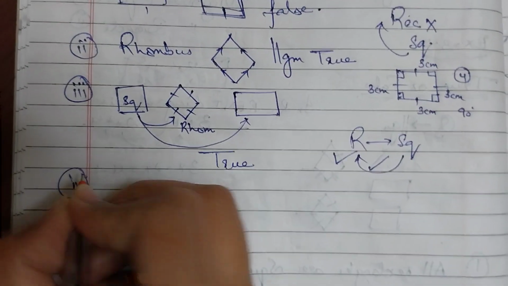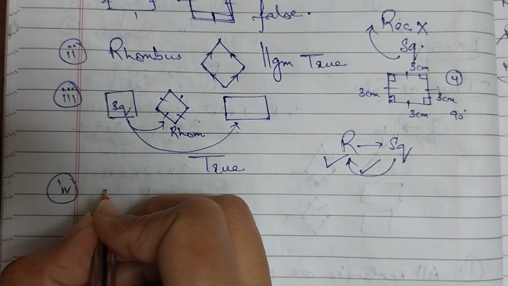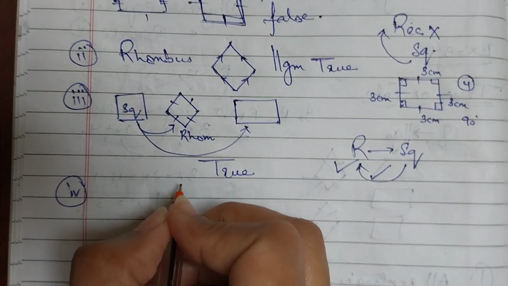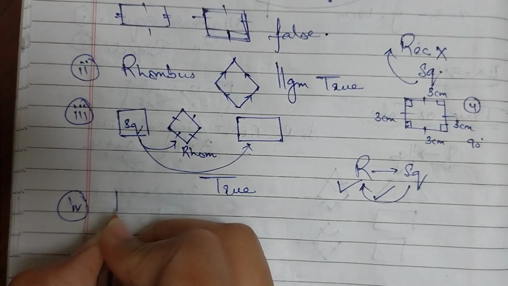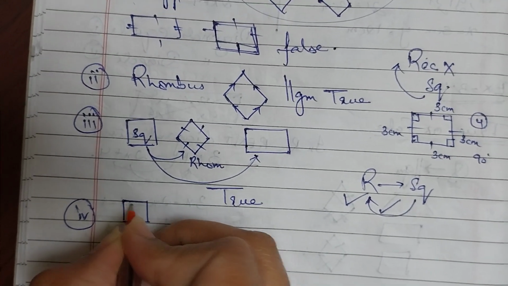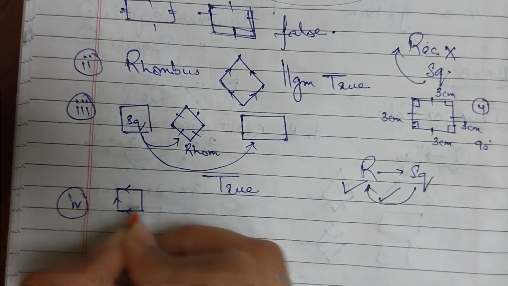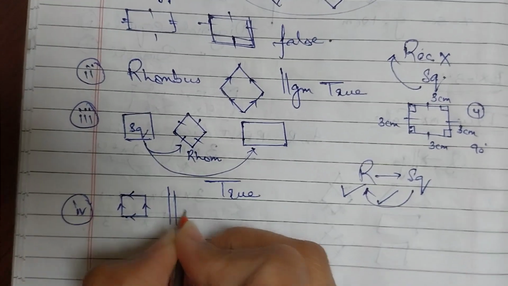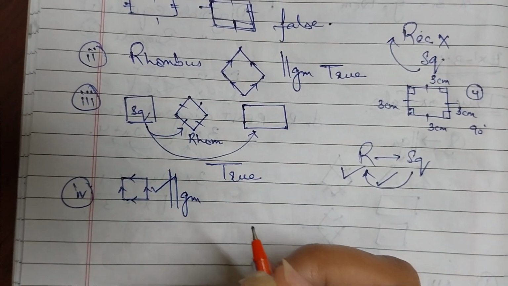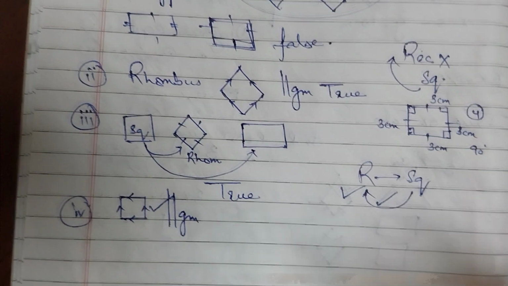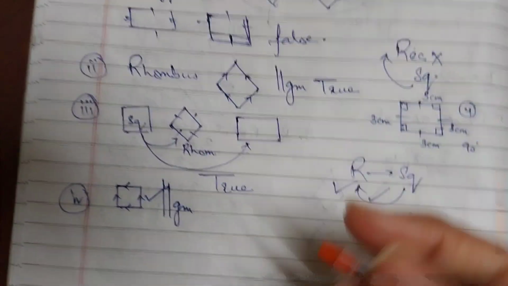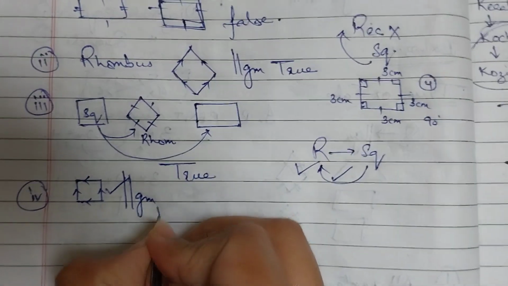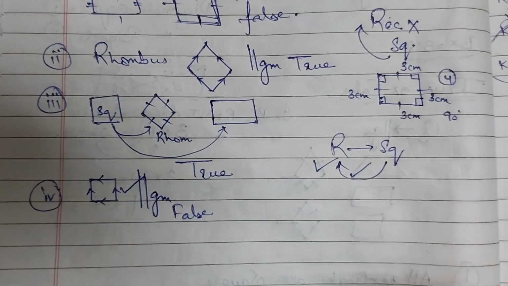Going for the fourth statement, it says that all squares are not parallelograms. Sorry, a square is a parallelogram. This side is parallel to this one, this side is parallel to this one. They are very much parallelograms. So he's saying that they are not parallelograms, which means it will be wrong. So this turns out to be a false statement.